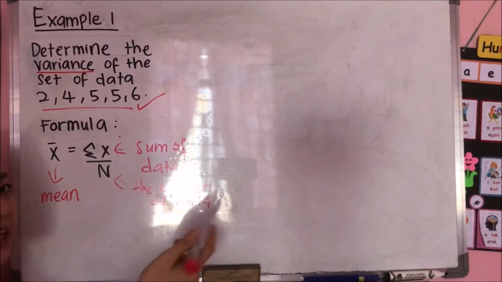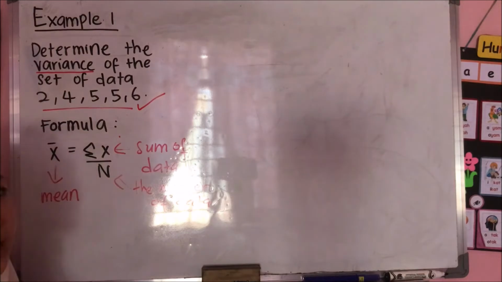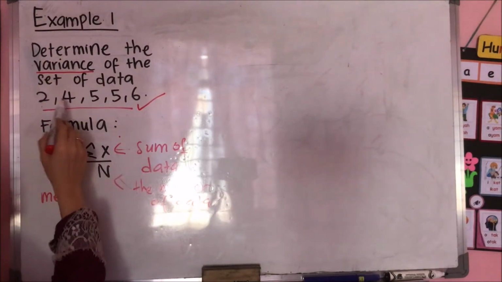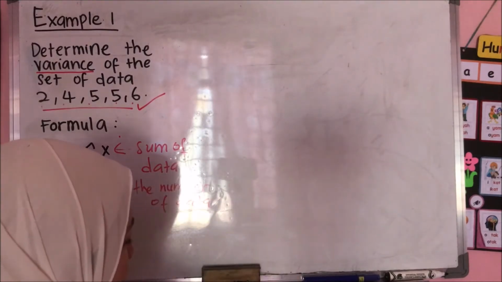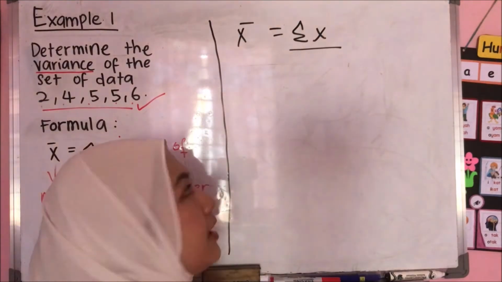Okay, the number of data. How many numbers of data do we have here? We have 2, 4, 5, 5 and 6. Alright, let's find the mean first.